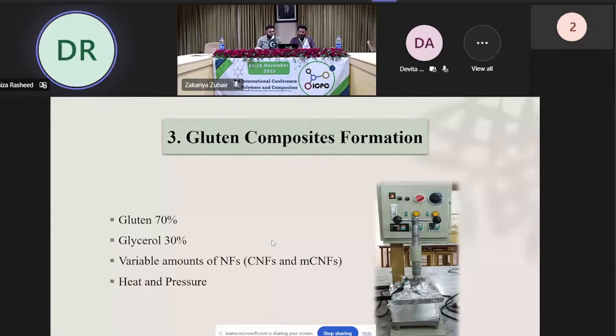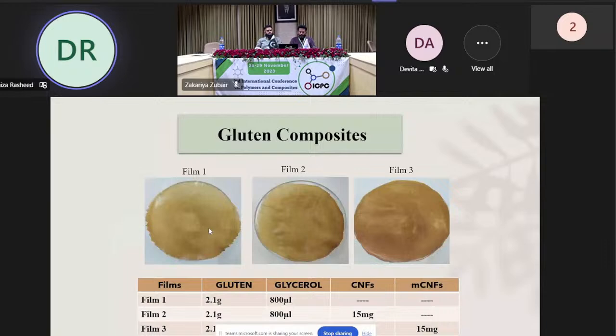These are the different types of films that we produced. The first film is only the wheat gluten glycerol film. In the second film, we have cellulose nanofibers, and in the third film we have modified cellulose nanofibers. In the table, we have given the details of how these samples have been manufactured.